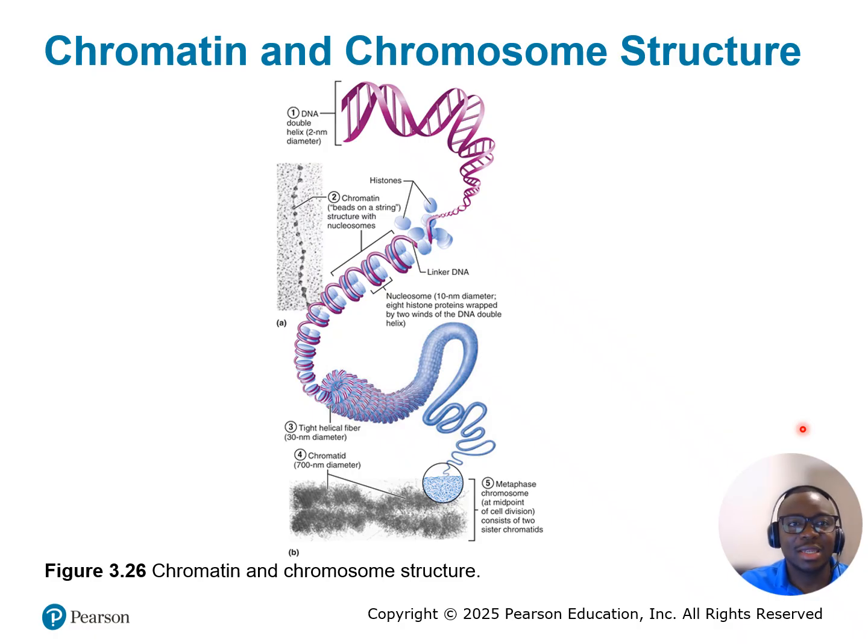The next highest level is a chromatid with a diameter of 700 nanometers. The next highest level is a chromosome. A chromosome in metaphase, shown here, consists of 2 sister chromatids.